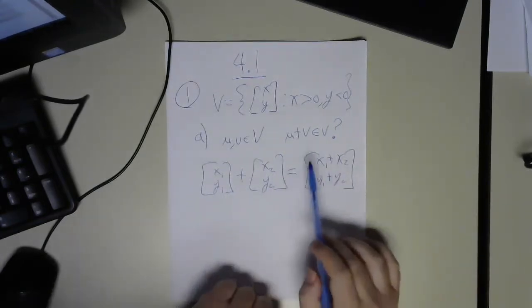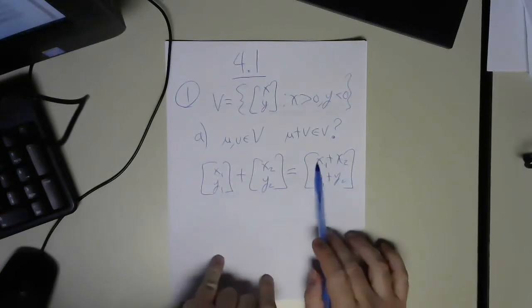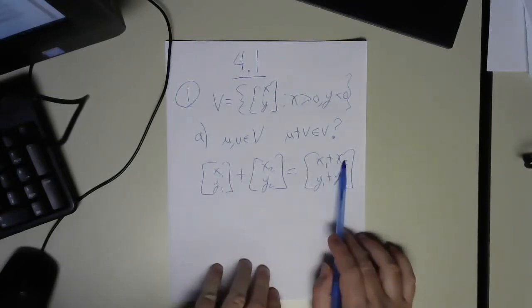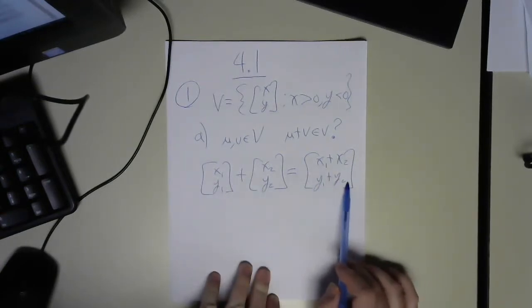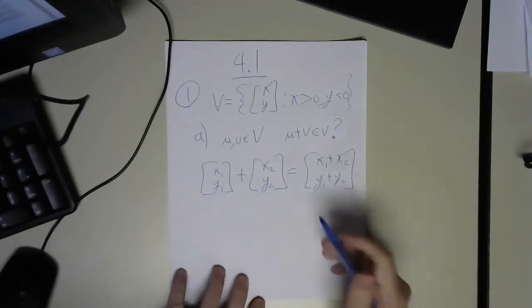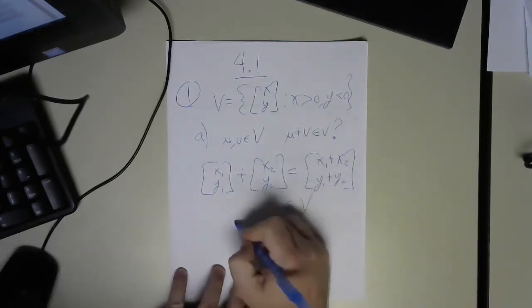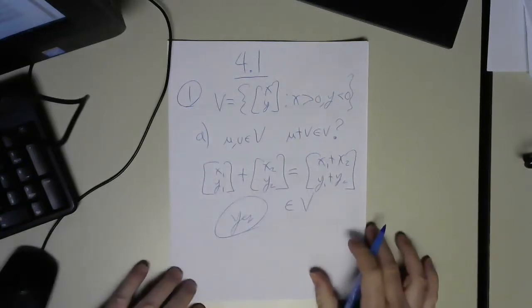Okay, so essentially the x's are both positive, and when you add two positive numbers, it's still positive. When you add two negative numbers, it's still negative. So it sounds like it is in V. Yes, it's closed under addition.